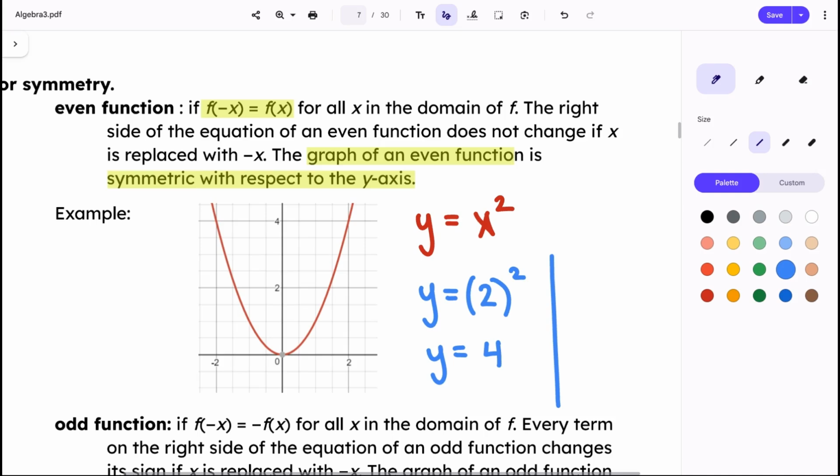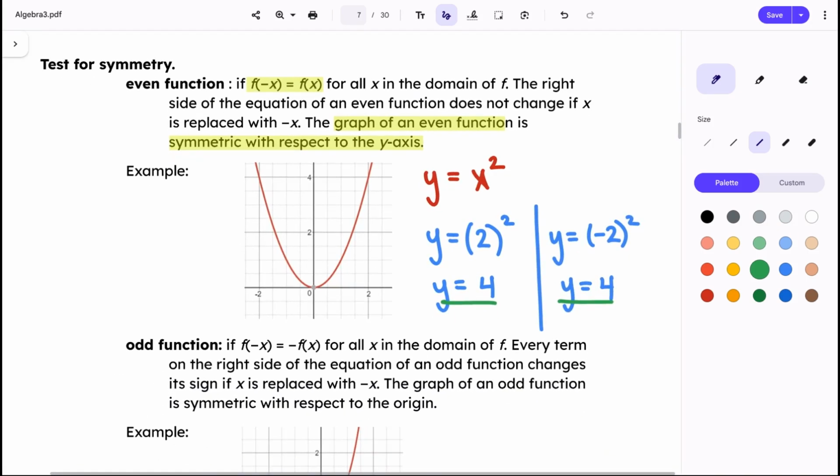Let's imagine if I switched the 2 to the opposite sign. So if I put in a -2 instead, what do you get? Still 4. See how when I plugged it in, I got the same answer both times. That's what makes a function even. If you can plug in the positive side and the negative side and you get the same answer twice, that means you're dealing with an even function. If it's even, that means that the y-axis is a line of symmetry.